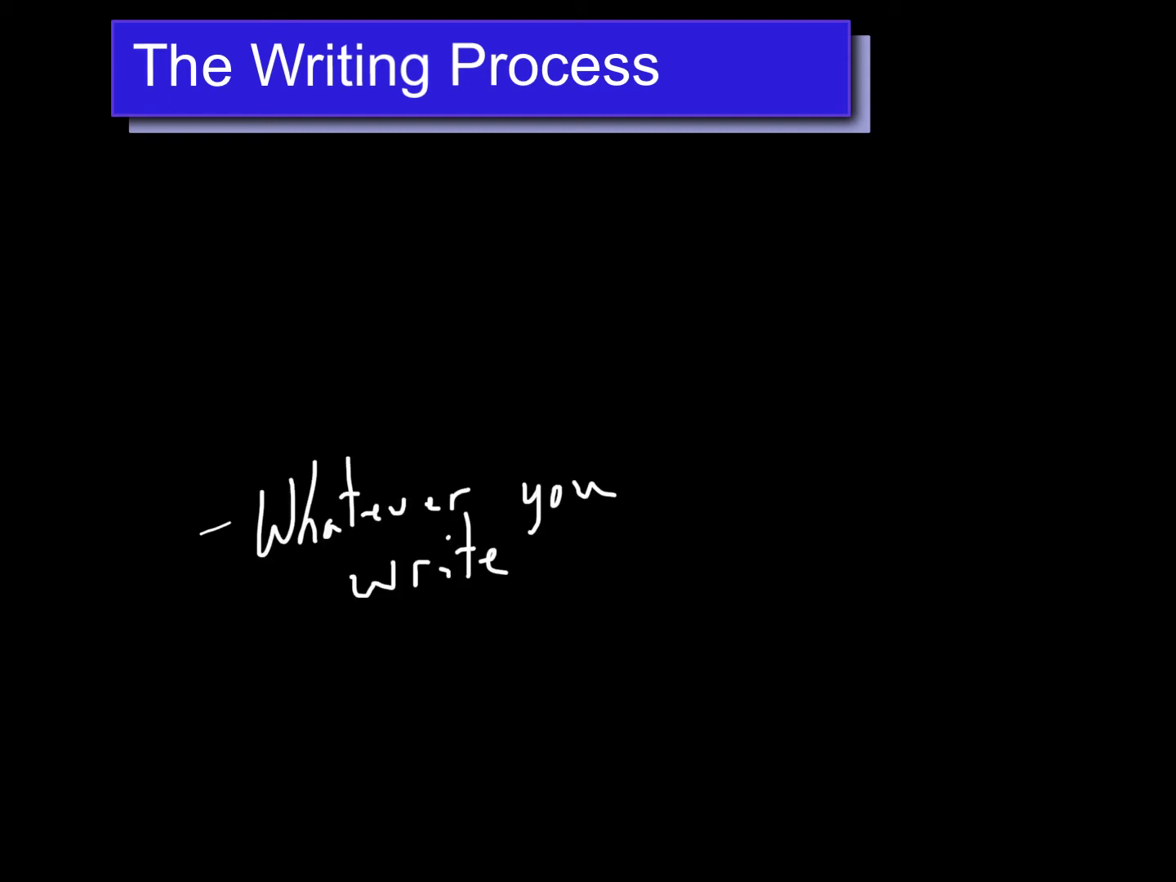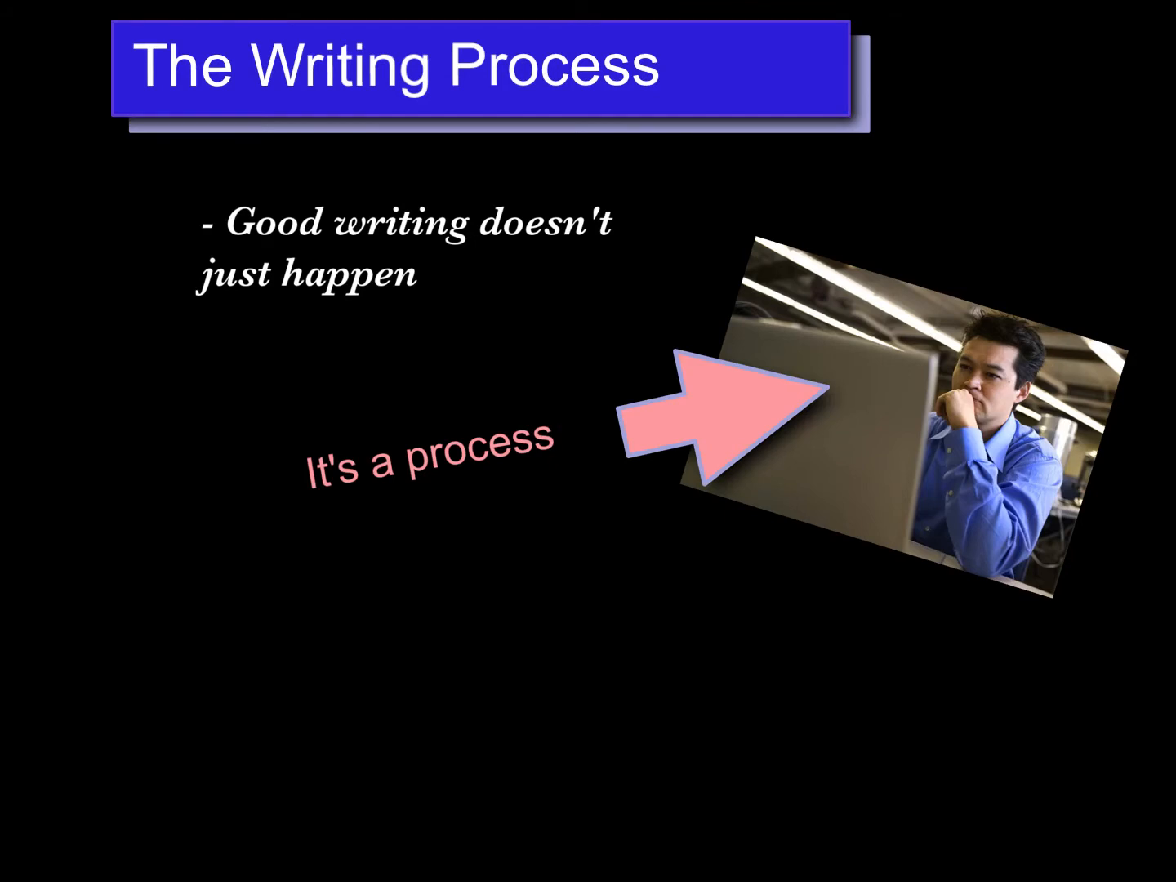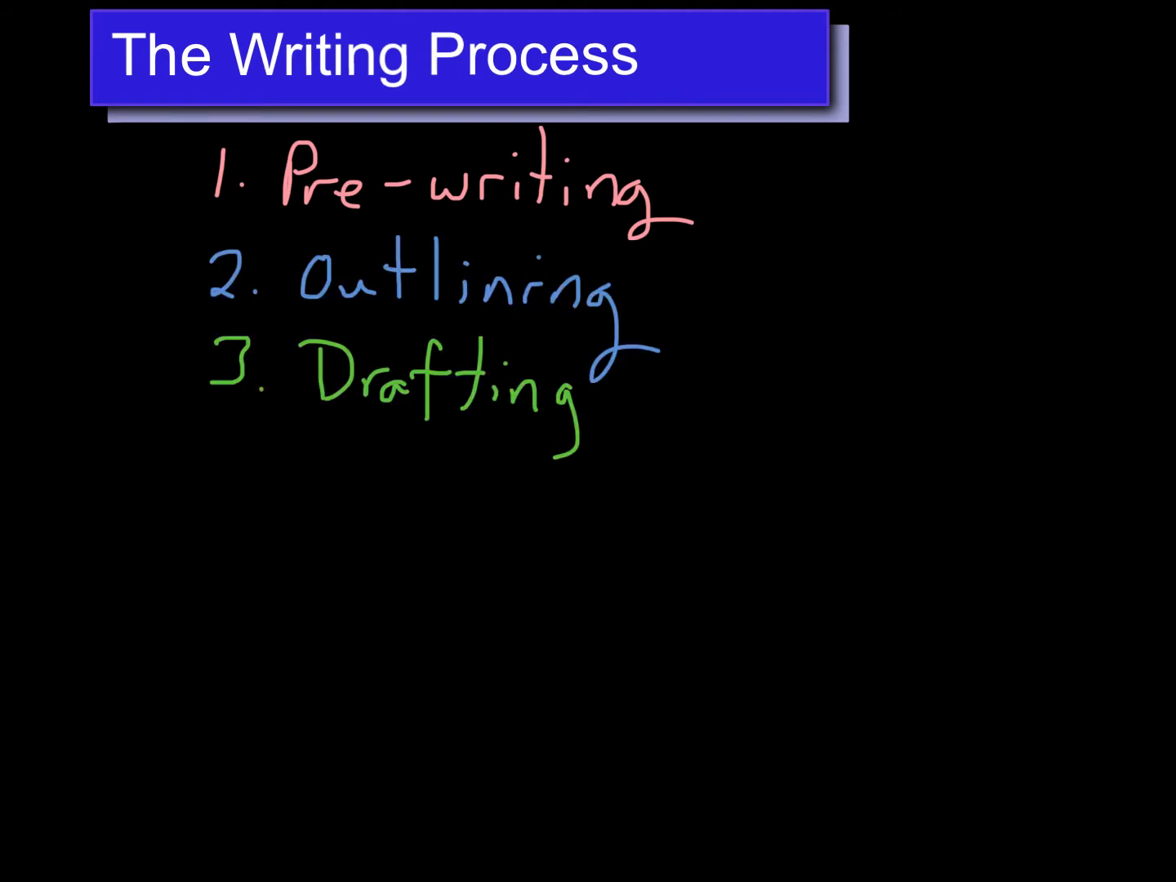Whether you're writing an email message, incident report, program plan, essay, or a business proposal, good writing doesn't just happen. Good writers don't just sit at the computer and magically produce a finished document on the first try. They work at it, and they follow a process. The basic steps of the writing process are these: prewriting, outlining, drafting, revising, and publishing.